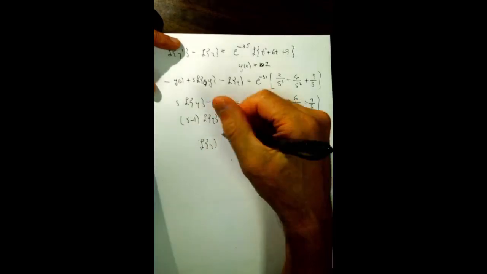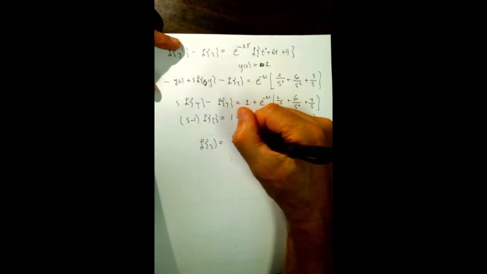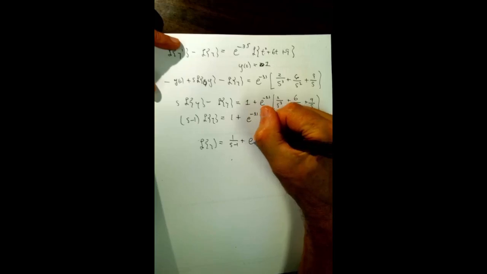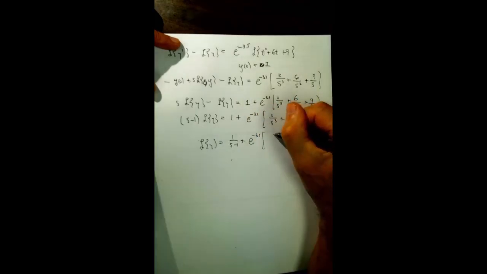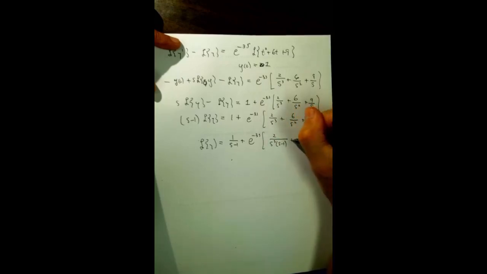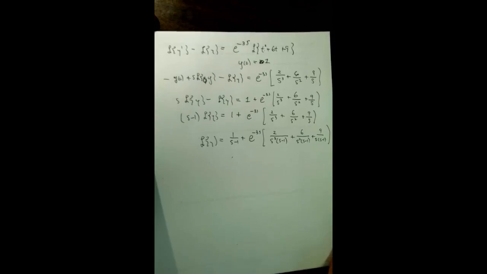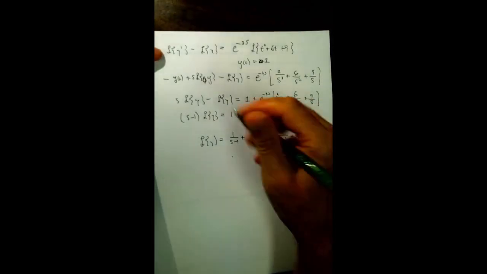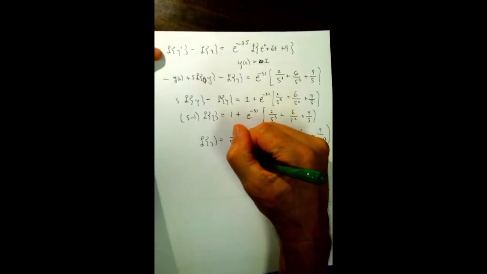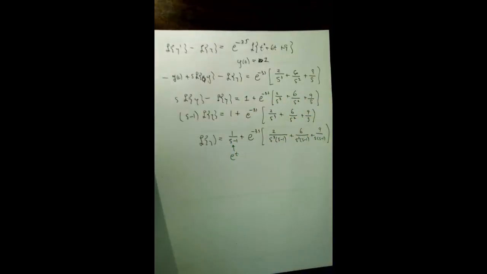If I divide both sides by s minus 1, the Laplace transform of y is 1 over s minus 1 plus e to the minus 3s times 2 over s cubed times s minus 1, plus 6 over s squared times s minus 1, plus 9 over s times s minus 1. All right. 1 over s minus 1, no problem. That's the Laplace transform of e to the t.